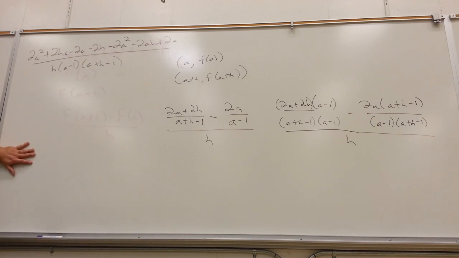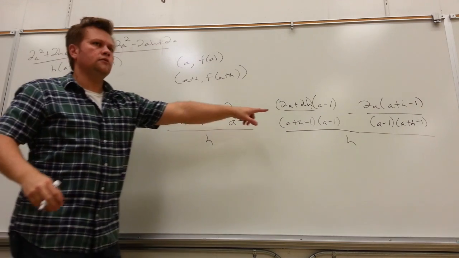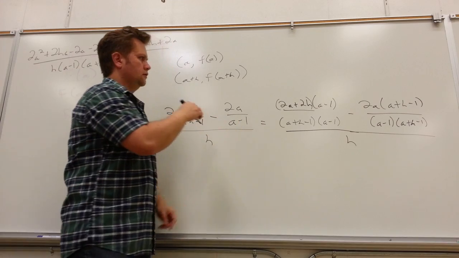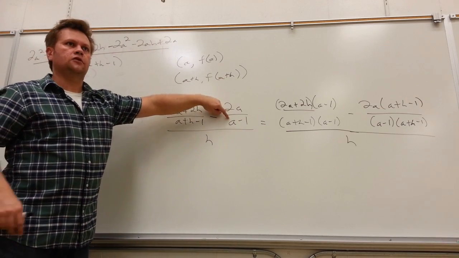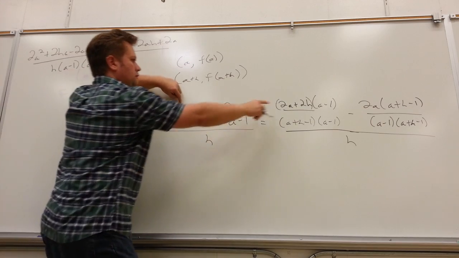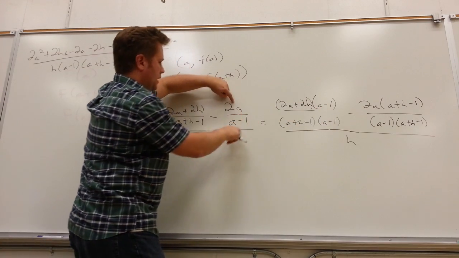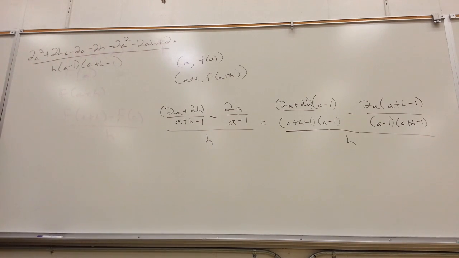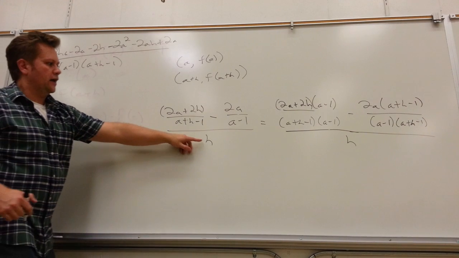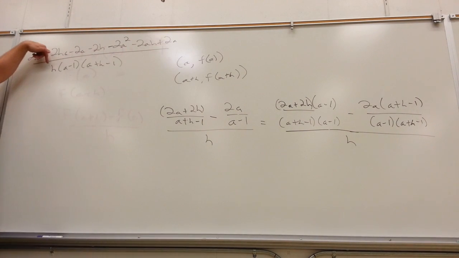Wait, what's the relationship between those two items? This one and that one? Yeah. So here I'm just subtracting these, so I need to get the LCD. So multiply him by a minus 1 and him by a plus h minus 1. Now they're like denominators. And of course, division by h is multiplication by 1 over h, so I can just put the h down there with everything else.